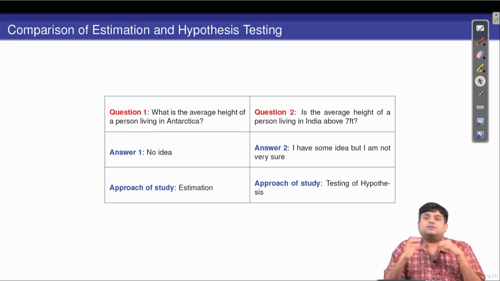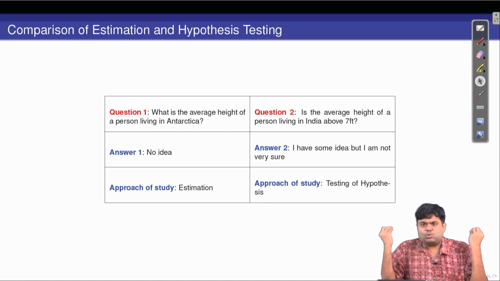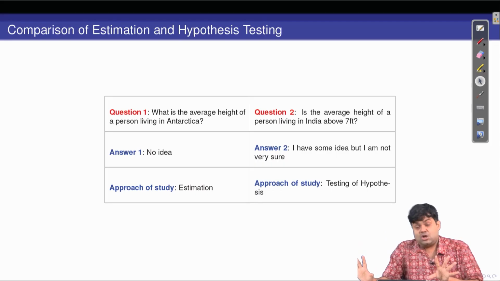Now, in case of hypothesis testing, the situation is slightly different. This is not the situation where you have no idea. For example, you know that there are very few people in India whose height is above 7 feet. So, you have some idea about this. This is a situation where you have some idea about the answer.